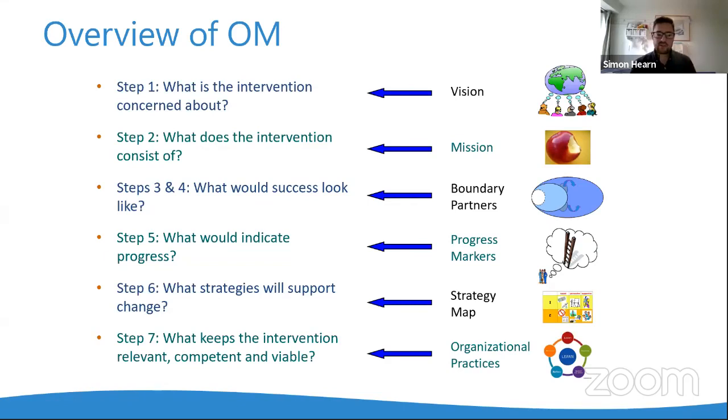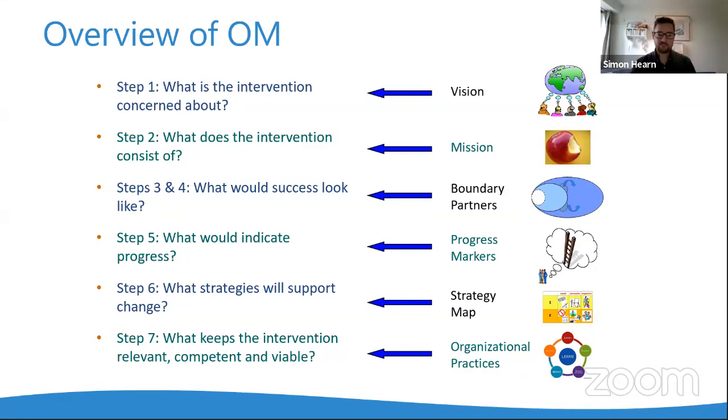The 7 steps of the intentional design. So what is the intervention concerned about? That's your vision. What does the intervention consist of? That's your mission. What would success look like? So who is doing what differently? That's your boundary partners. And then what's going to indicate progress along this journey? That's your progress markers. And what strategies are going to support change? So what will you do to support your boundary partners?